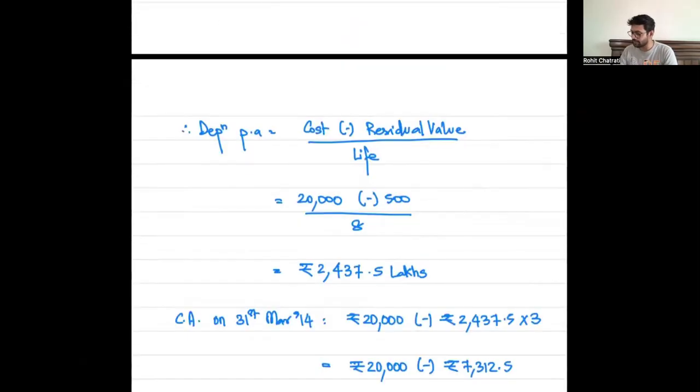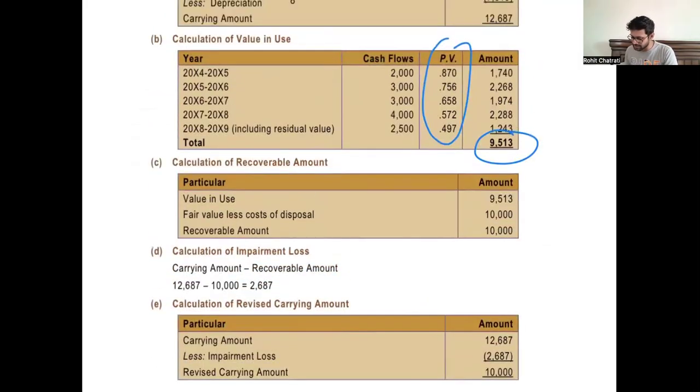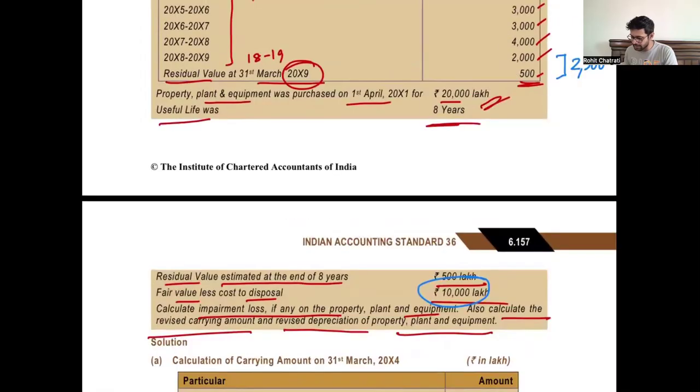The question also had few other bits. The question required us to calculate the revised carrying amount. What is the revised carrying amount and the revised depreciation?